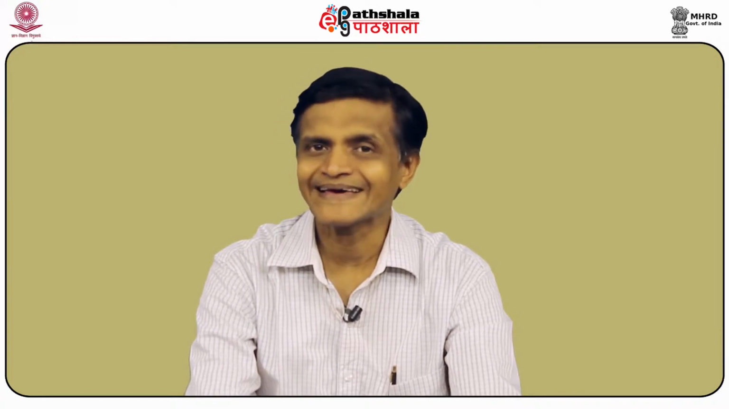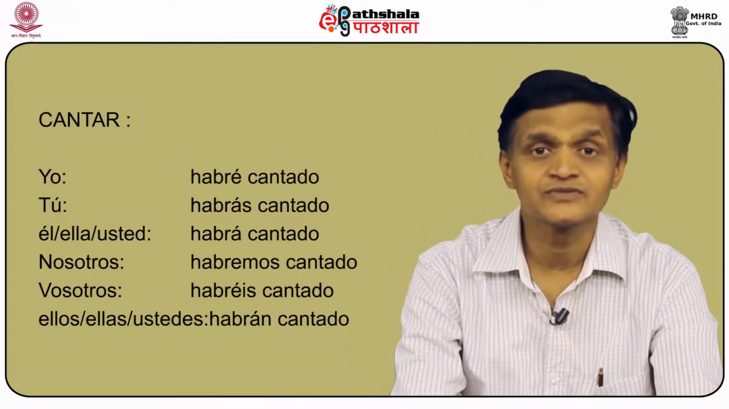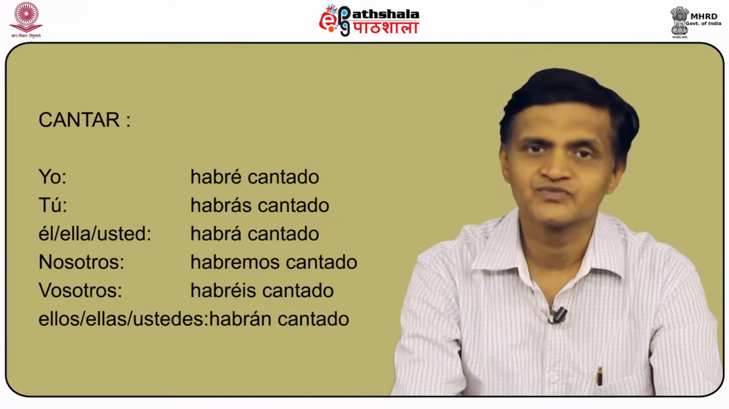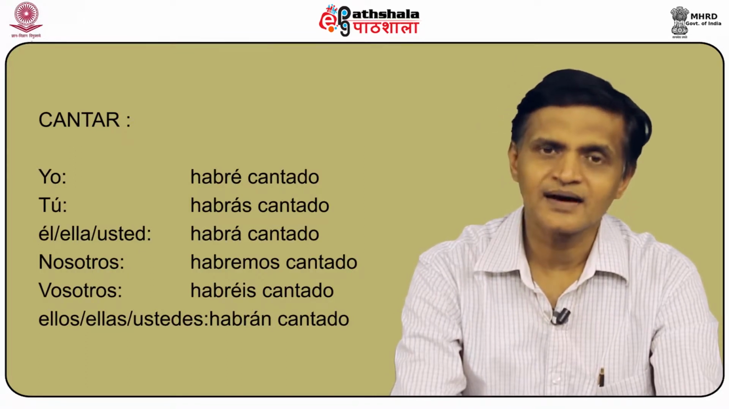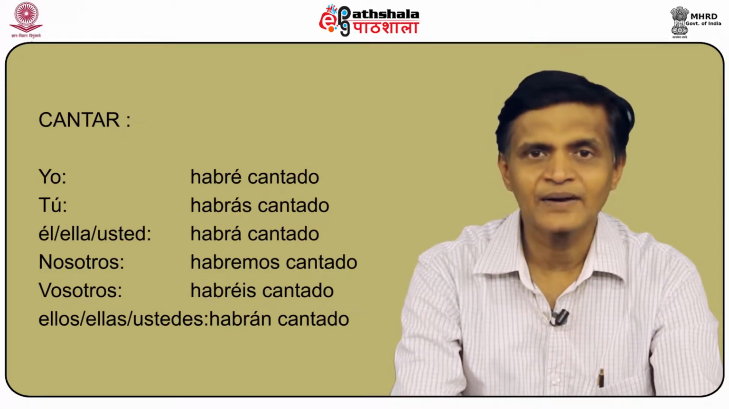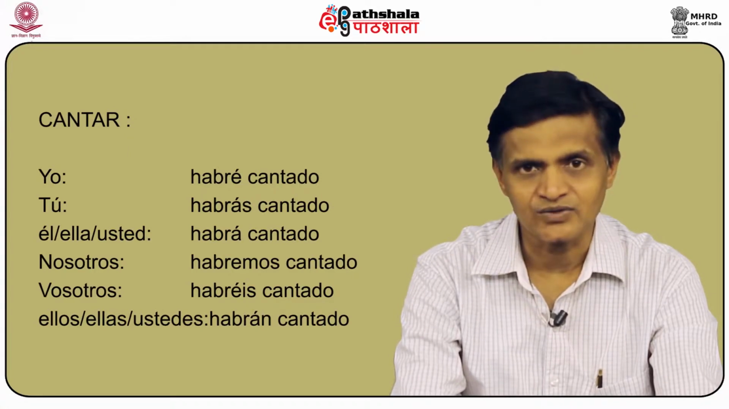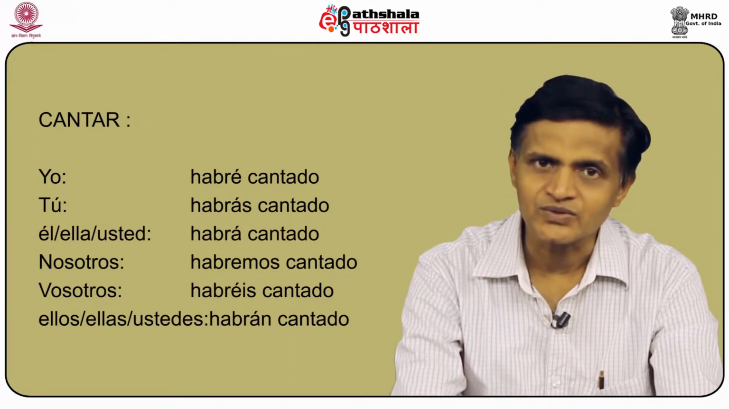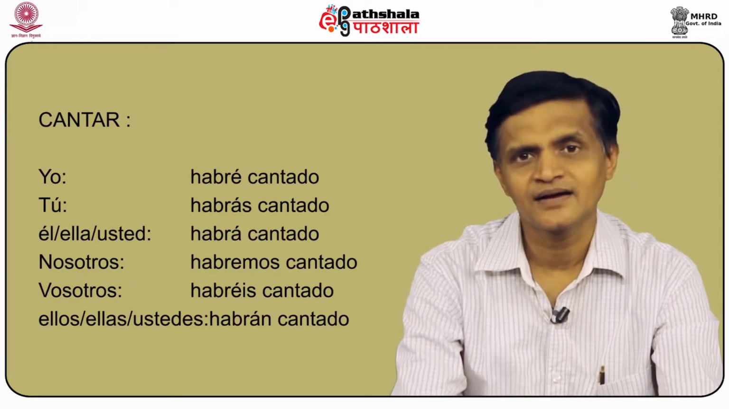Let us pick up another AR ending verb, which is a normal regular verb like cantar, for example. So the conjugation of cantar is yo habré cantado, tú habrás cantado, él, ella, usted habrá cantado, nosotros habremos cantado, vosotros habréis cantado, and ellos, ellas, ustedes habrán cantado. I repeat, habré cantado, habrás cantado, habrá cantado, and habremos cantado, habréis cantado, and habrán cantado.